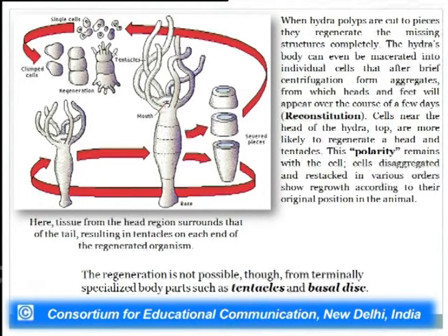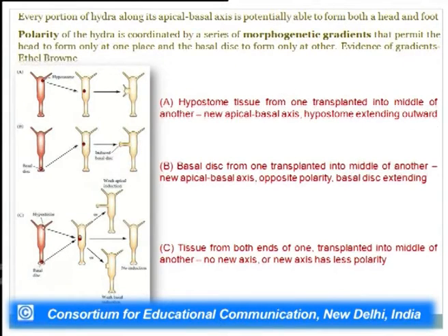of the regenerated organism. The regeneration is not possible though from terminally specialized body parts such as the tentacles or the basal disc. So, from the entire body part the regeneration can occur, and depending upon the position in the original organism, that part can be regenerated. So, every portion of Hydra along its apical-basal axis is potentially able to form a head and a foot. The polarity of the Hydra is coordinated by a series of morphogenetic gradients that permit the head to form only at one place and the basal disc to form only at the other.